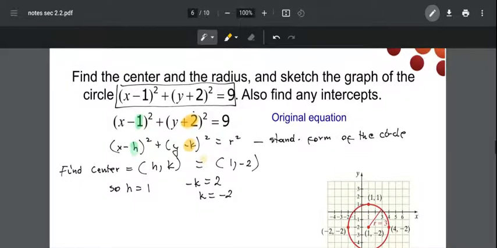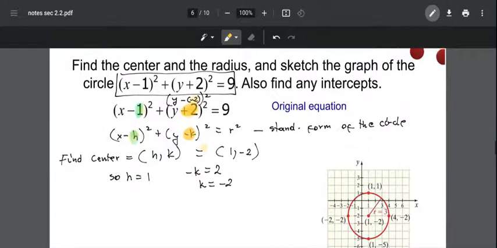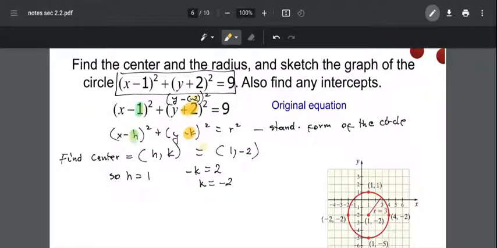Or also we could rewrite y plus 2 as y minus negative 2 and then square it. And then you can quickly see that k will be negative 2. Or just compare: negative k must be equal to 2, and h must be equal to 1. So when we have a center, very important. So here on the right side, you guys see it. Center is the point 1, comma, negative 2.